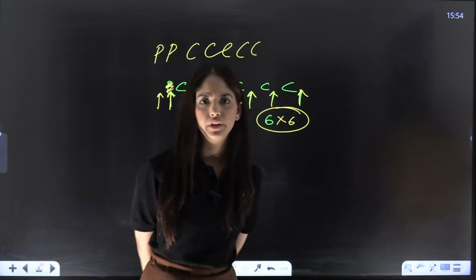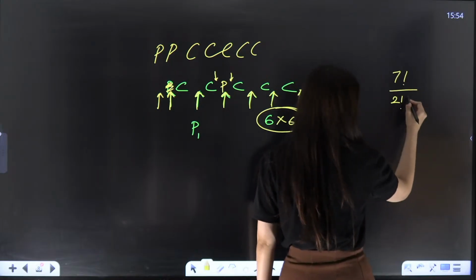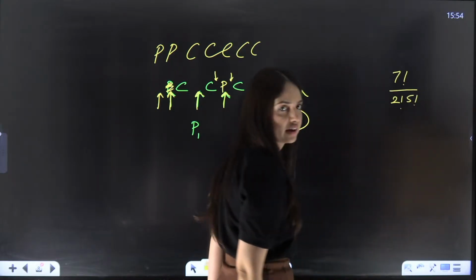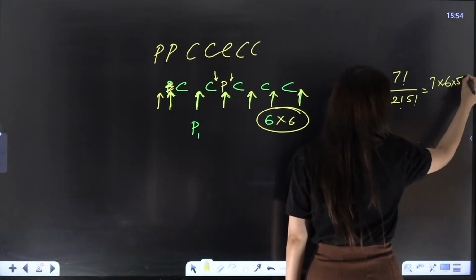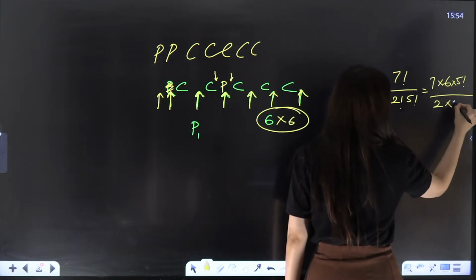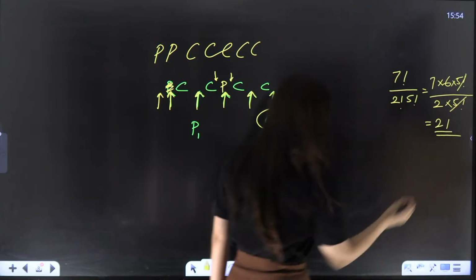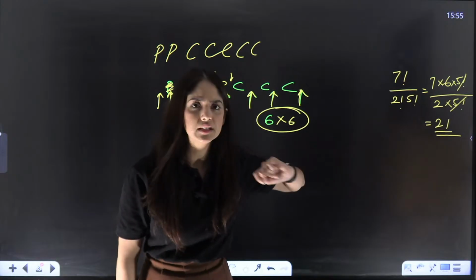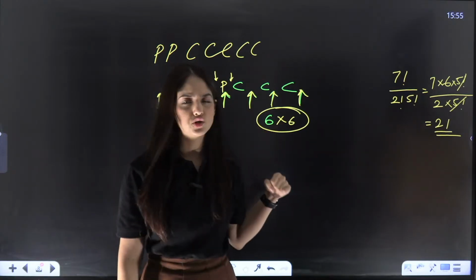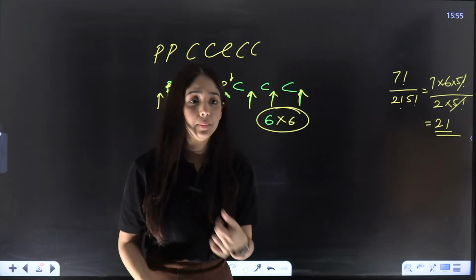We earlier counted 7 factorial by 2 factorial, 5 factorial. How much is that? 7 into 6 into 5 factorial by 2 into 5 factorial. So this comes out to be 21. Here we are saying we have 36. Did we miss some cases there? Did we count some extra here? I want you all to actually think about it and reply to me now.